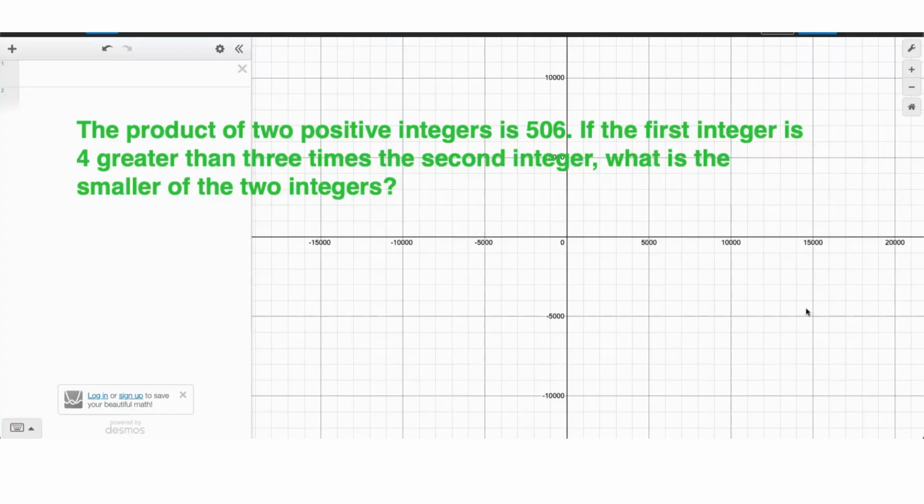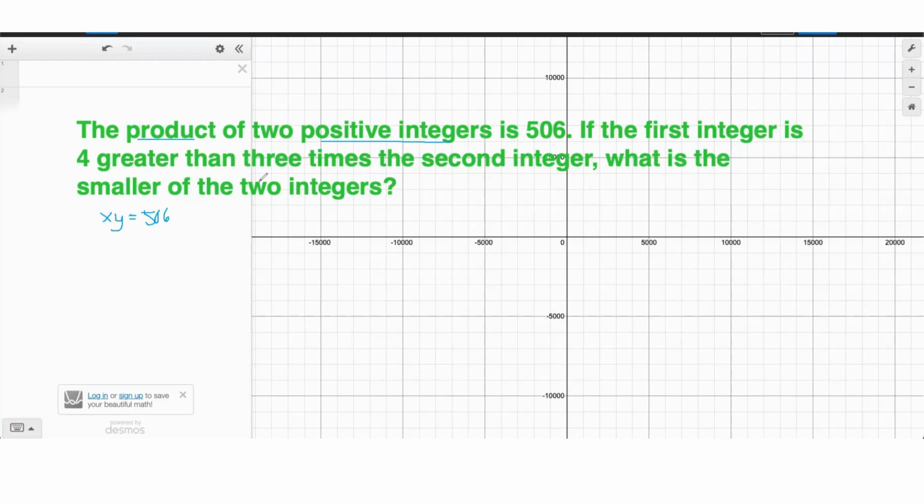Let's try to solve this problem that you see on your screen here. We're going to try to solve it using Desmos, but we're going to have to interpret what the problem says before we actually plug it into Desmos. So firstly, they say there is a product of two positive integers, and then they give you a value. We're going to call these variables x and y. Because they're saying product, they're designating this as multiplication and letting you know that the value is 506.